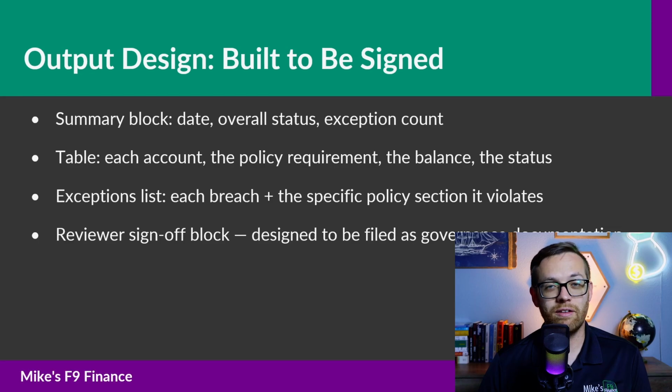With day 1 data, all accounts are above their minimum. All reserves are within policy range. The summary status is compliant. Exceptions count is 0. The exceptions list is empty. And then, of course, the reviewer sign-off block is blank, waiting for someone to PDF this and sign it. And that's what a good output looks like. Clean, clear, no surprises, and all positions within policy.